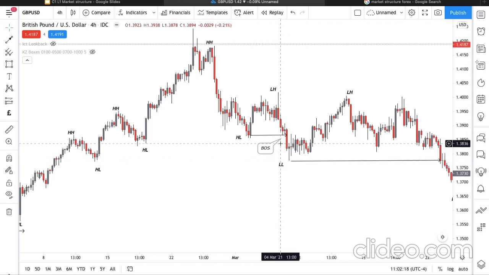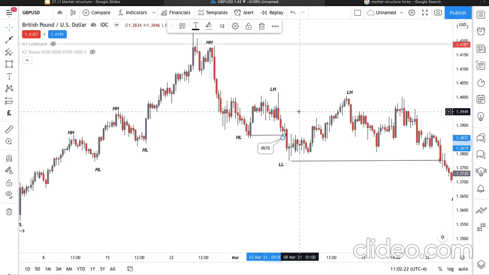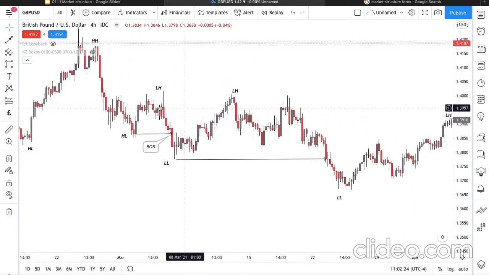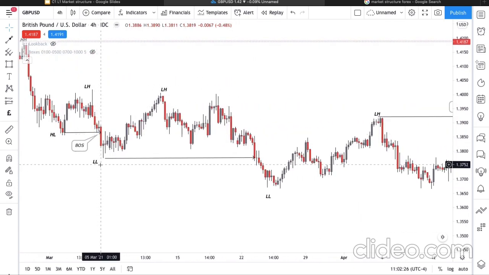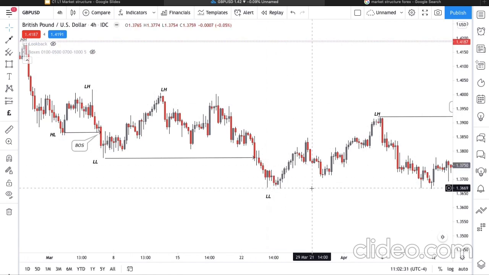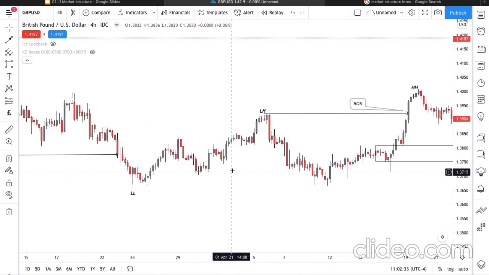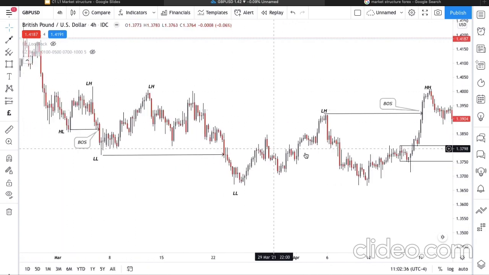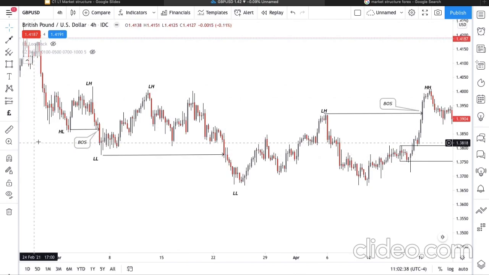Now once we identify this break of structure, we now know that the market wants to shift direction. And as we can see here, once we got that break of structure, market shifts its direction over to the downside. But then look what happens here. So we now know over at this point over here, we're in a downtrend, right? Because price is creating lower highs and lower lows.